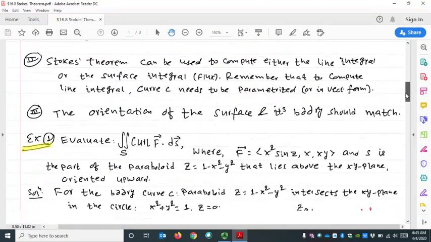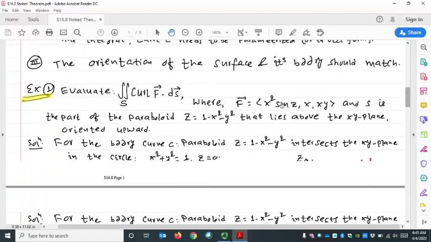Now let's do some examples. Evaluate the surface integral of curl of vector field F over the surface S, where vector field is given as capital F equals x squared sine of z, x y, and S is the part of the paraboloid z equals 1 minus x squared minus y squared that lies above the xy plane, oriented upward.